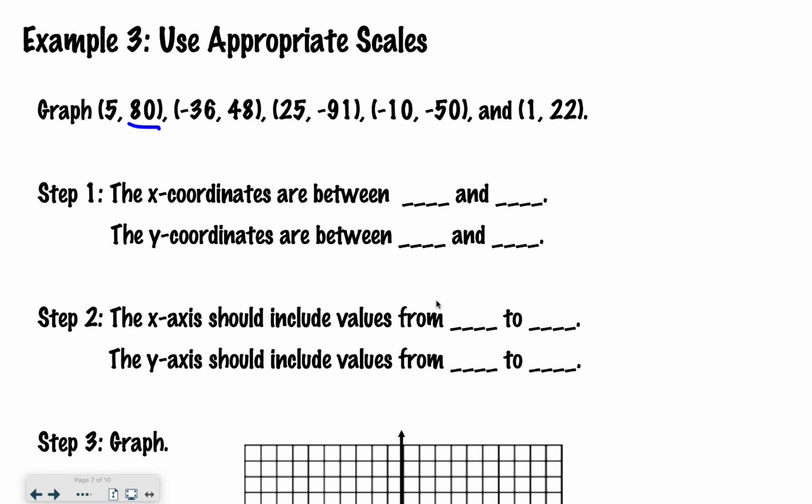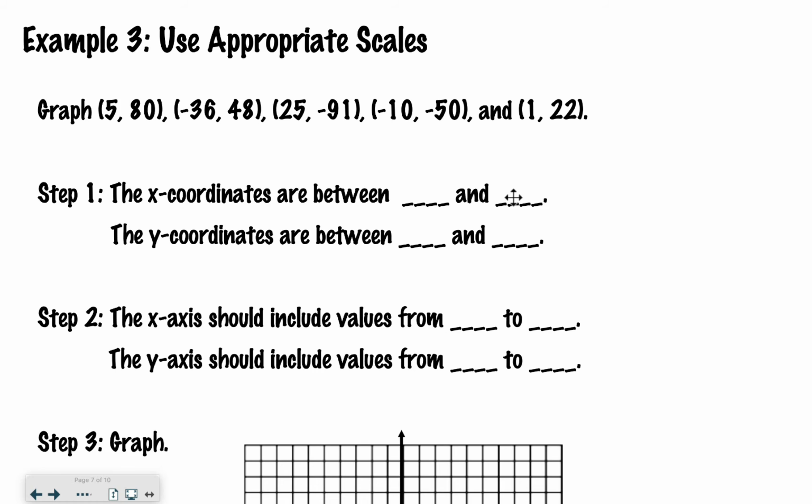So there are a couple steps to finding what would be a good scale. And you guys kind of already do this. This is just me breaking it down further to help you realize that you do these steps already. So step 1, we're going to find our biggest and smallest x value. So I have a 5, negative 36, 25, 10, and 1.